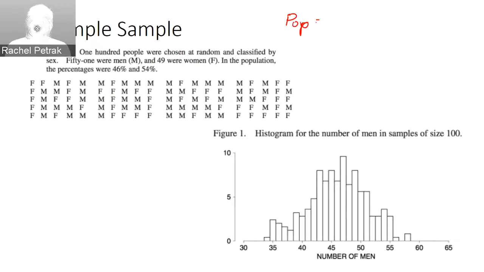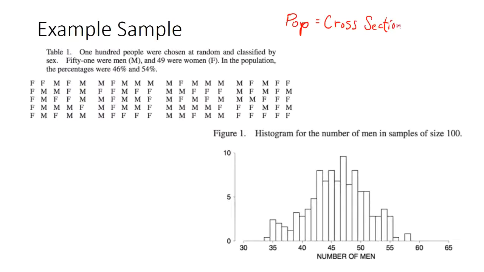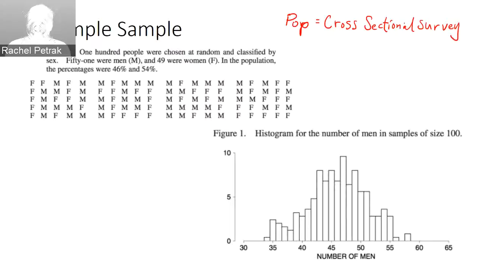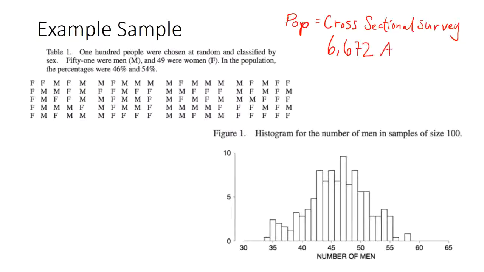So our population, remember, is the cross-sectional survey. Why is it important that this survey is cross-sectional? Because this cross-sectional survey is representative, and it's a large survey with several thousand people in it. From within that sample, our example sample is of 100 people who were chosen at random and classified by their sex.